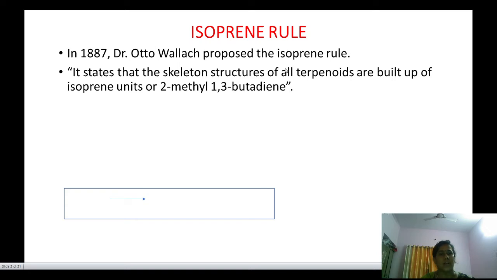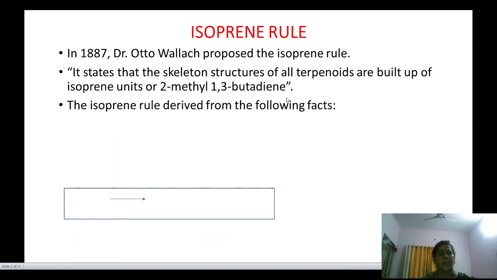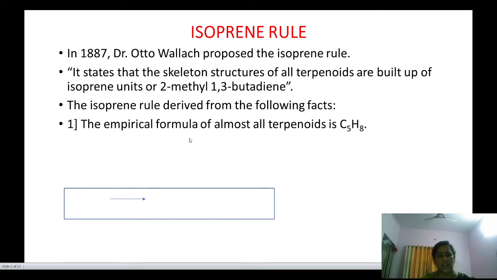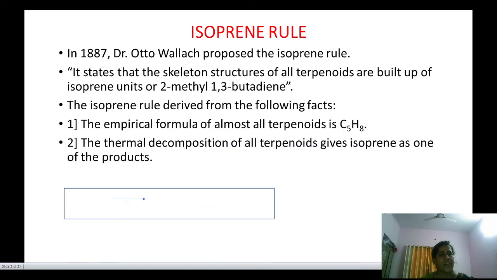It states that the skeleton structure of all terpenoids is built up of isoprene units. The isoprene unit, in IUPAC name, is 2-methyl-1,3-butadiene. Now, the isoprene rule is derived from the following facts. First, the empirical formula of almost all the terpenoids is C5H8. Next, the thermal decomposition of all the terpenoids gives isoprene as one of the products.